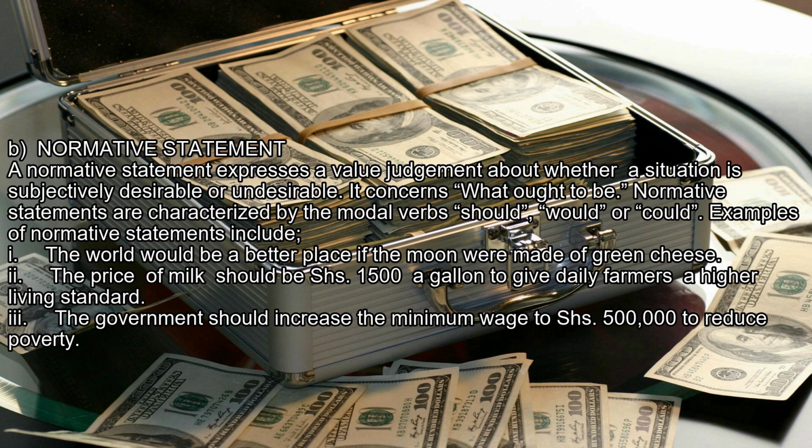B. Normative statement. A normative statement expresses a value judgment about whether a situation is subjectively desirable or undesirable. It concerns what ought to be. Normative statements are characterized by the modal verbs should, would or could. Examples of normative statements include: 1. The world would be a better place if the moon were made of green cheese. 2. The price of milk should be SHS 1500 a gallon to give dairy farmers a higher living standard. 3. The government should increase the minimum wage to SHS 500,000 to reduce poverty.